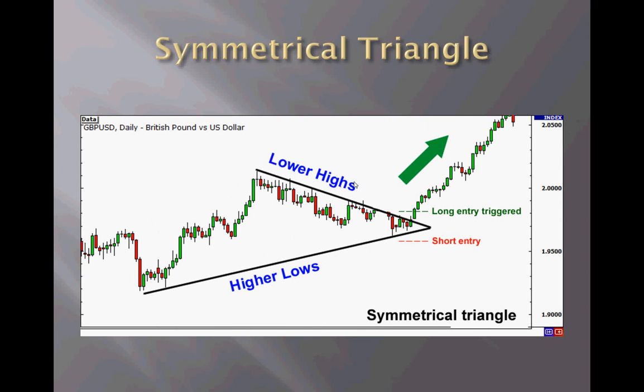The third type of triangle is the symmetrical triangle. Rather than having a horizontal support or resistance level, both the bulls and bears create higher lows and lower highs and form an apex somewhere in the middle. Unlike the ascending and descending triangles, which are generally bullish and bearish signals respectively, symmetrical triangles have no directional bias. You must be ready to take a trade breakout on either side.